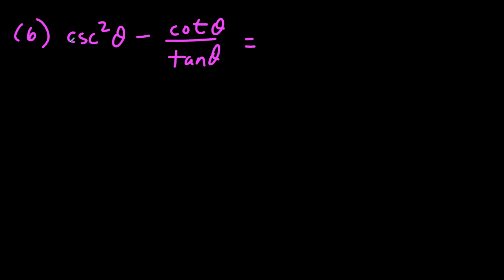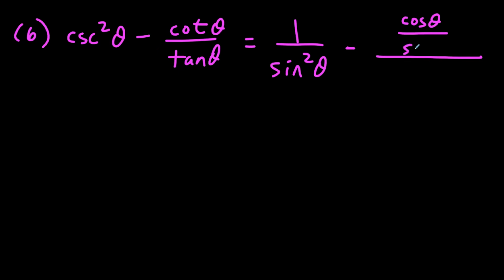Now let's look at something a little bit more complicated. For question 6, let's say we look at the expression cosecant squared theta minus cotangent theta over tangent theta. We want to simplify this expression. What we could do is transform the first piece. Cosecant squared is the same thing as 1 over sine squared theta. And for the next piece, we have minus, and we'll make a lot of space. The expression on top, cotangent, we could write as cosine theta over sine theta. And the expression on bottom, tangent theta, we could express as sine theta over cosine theta.